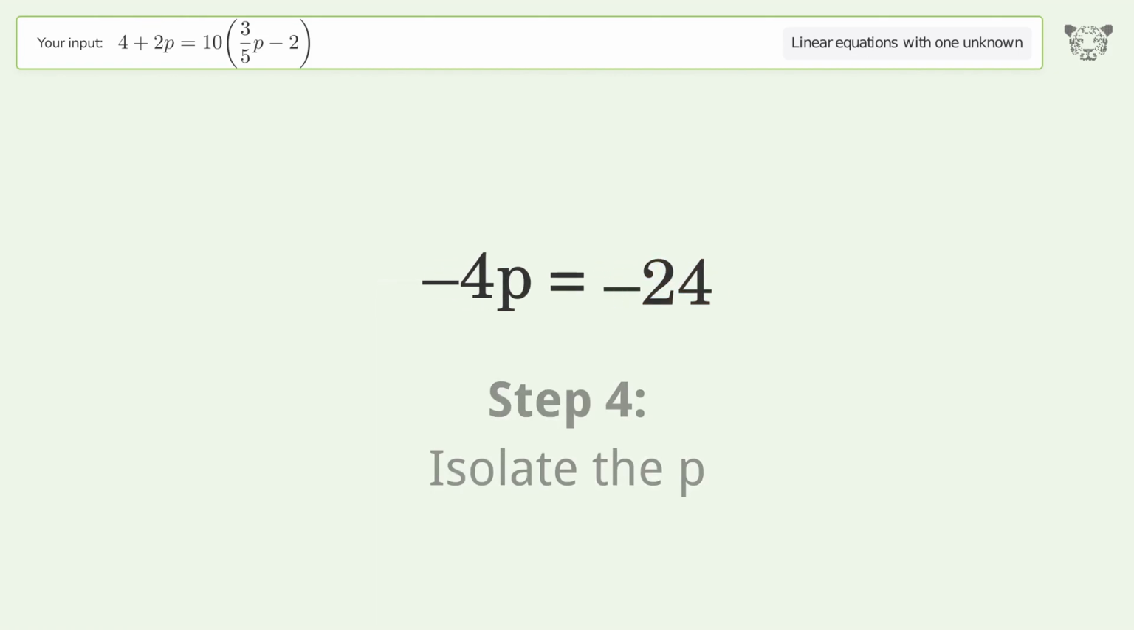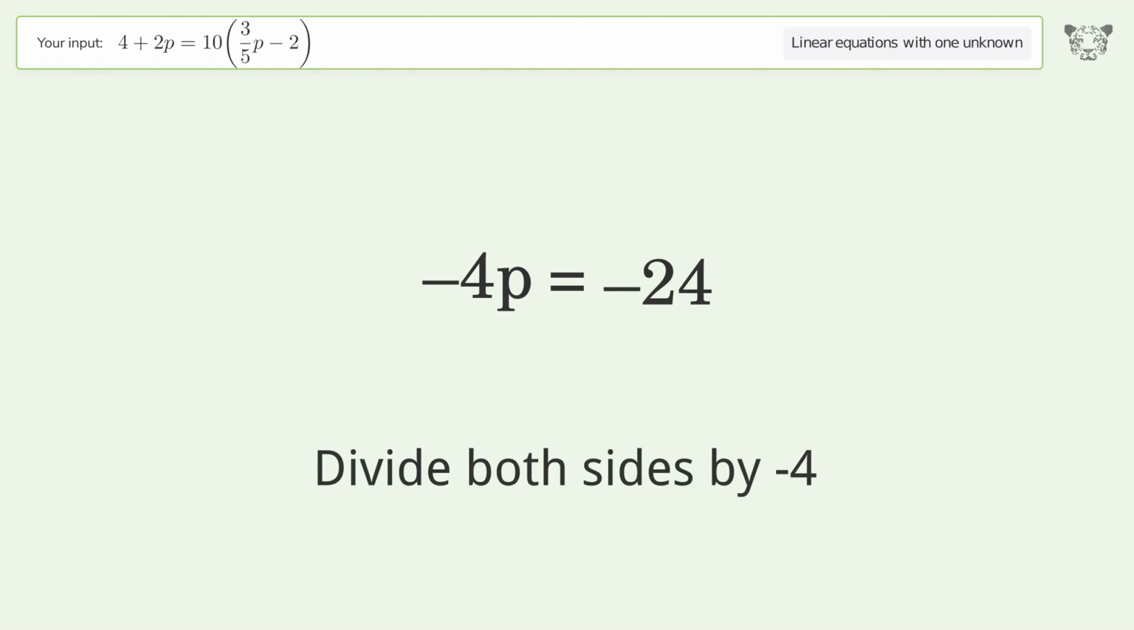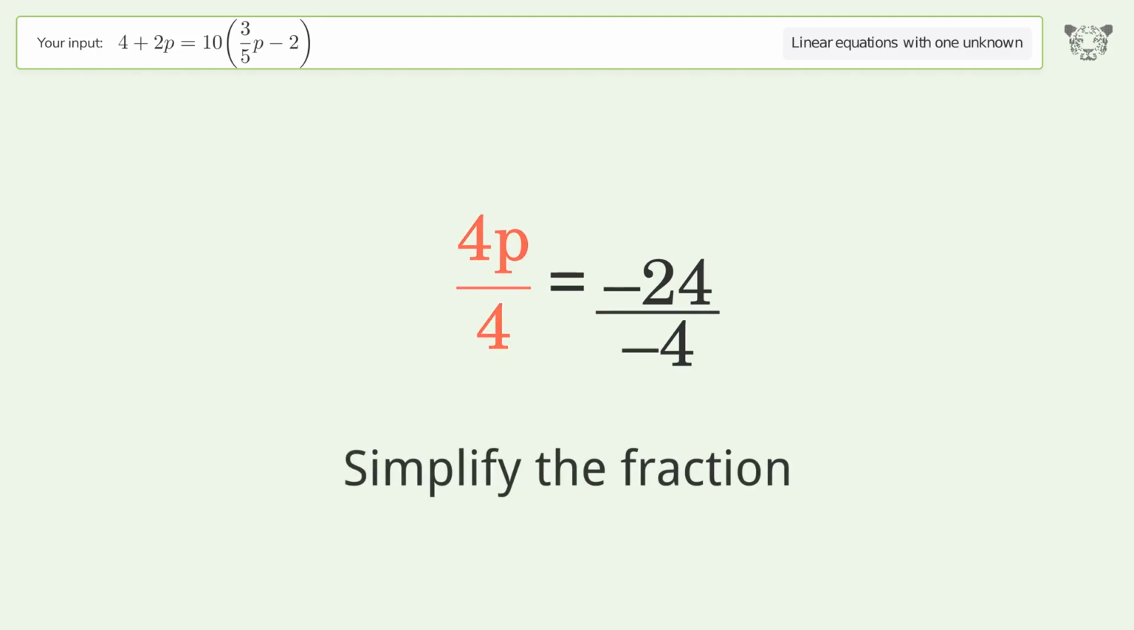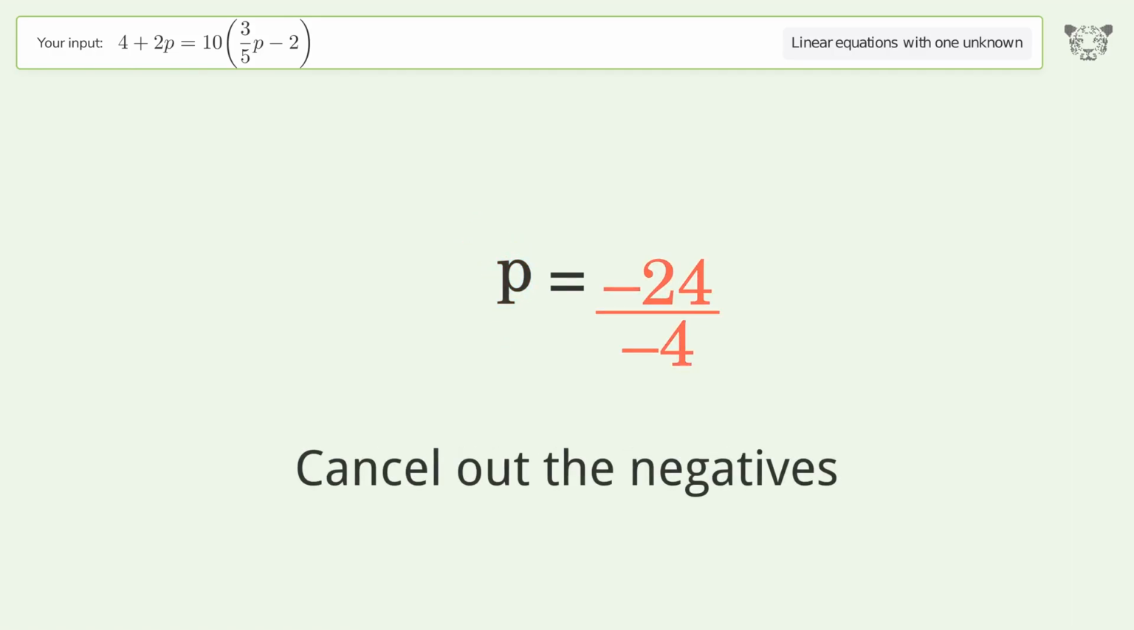Isolate the p. Divide both sides by -4. Cancel out the negatives. Simplify the fraction. Cancel out the negatives.